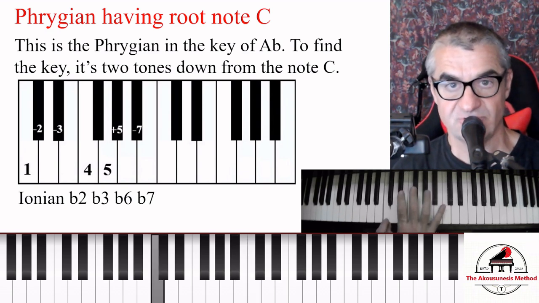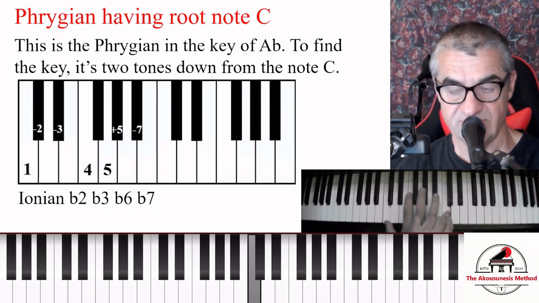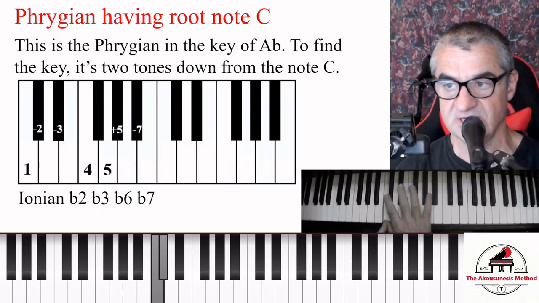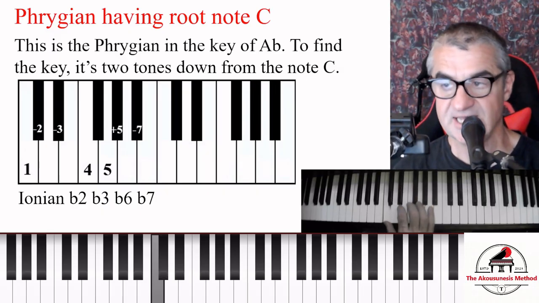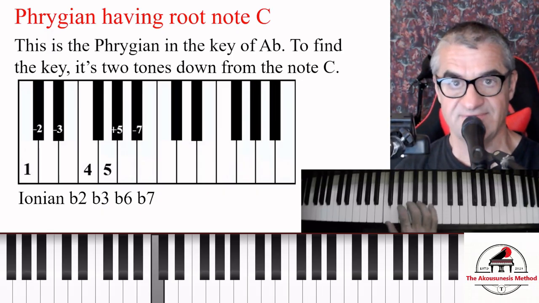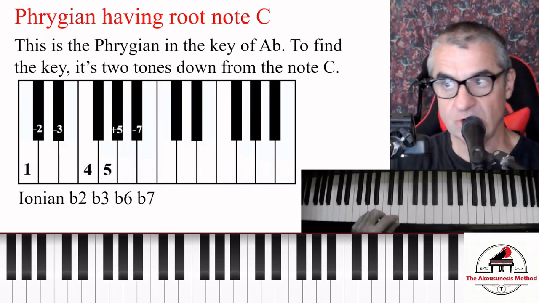So the C now is the root note for the Phrygian. And there's the high C. There's a -7 in it, a +5, a -3 and a -2. So what key's that? Well, there are two ways to find it. If you know the keys, you'll see straight away that's the key of A flat, because I can just look at the black notes. So I drew it on there.